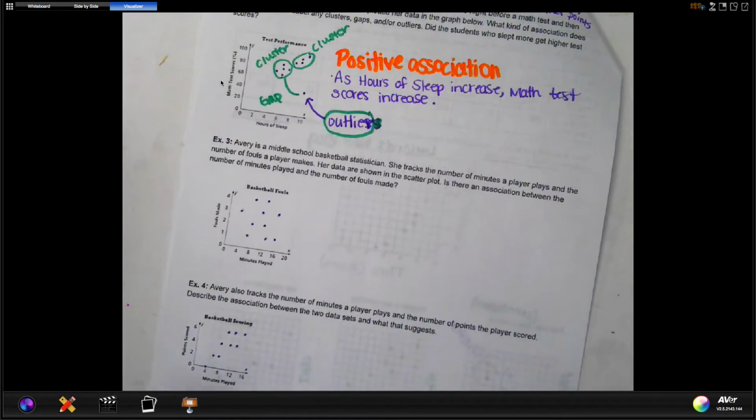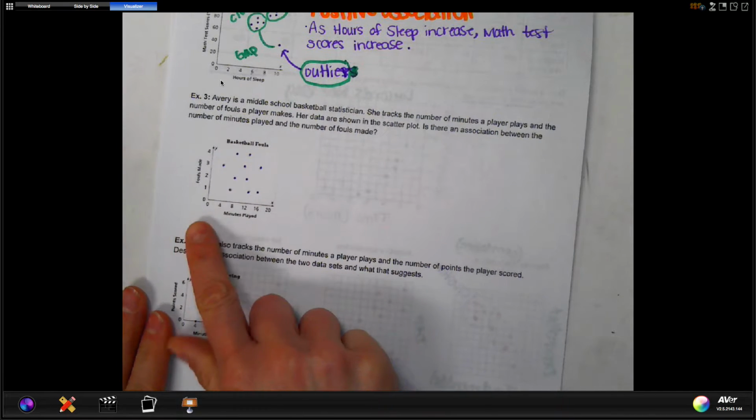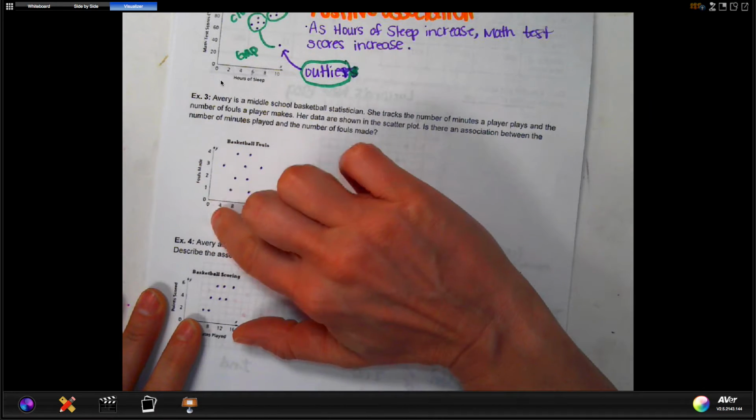So example 3 is another scatter plot in another situation. This one says, Avery is a middle school basketball statistician. She tracks the number of minutes a player plays and the number of fouls a player makes. Her data are shown in the scatter plot. Is there an association between the number of minutes played and the number of fouls made? Okay, so this is how many minutes are being played, up to 20 minutes here, and then this is the number of fouls.